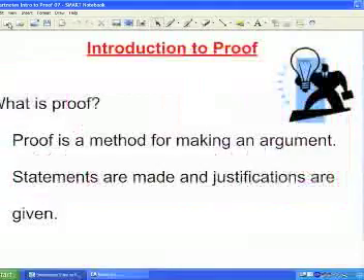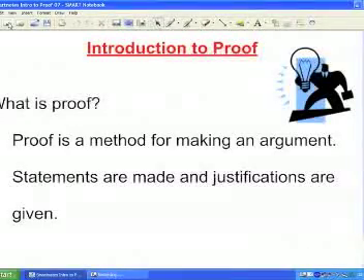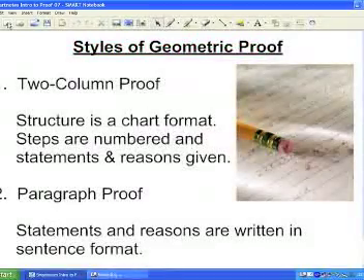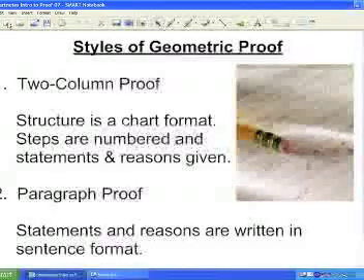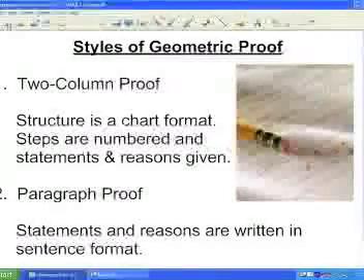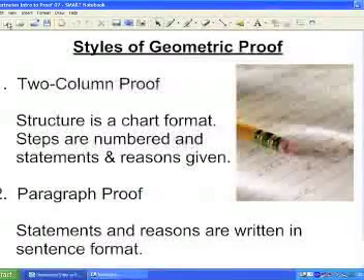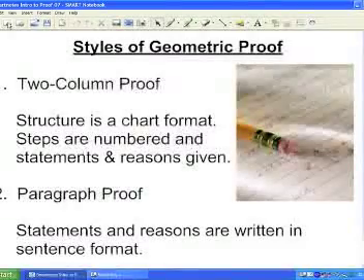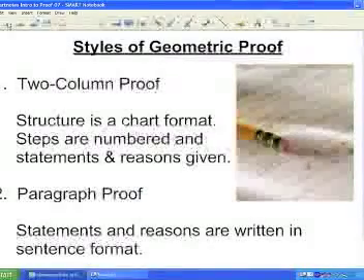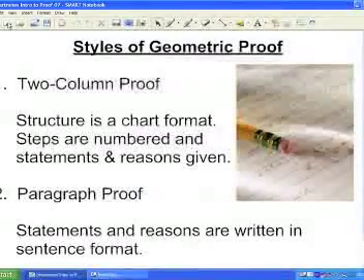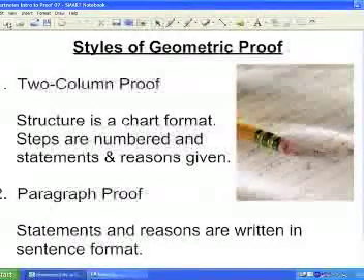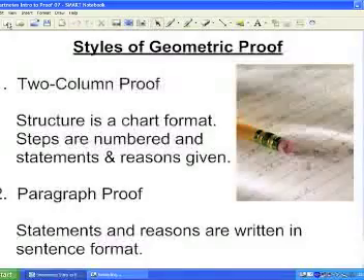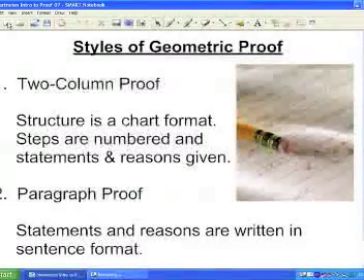We turn to the next slide. Okay, what is proof? It's a method for making an argument. Statements are made and justifications are given. There are two styles of geometric proof. First style is a 2-column format where you've got a column for your statements and then a column for the matching reasons that back them up. The second style, which is the more realistic real-world style, is paragraph proof, where statements and reasons are written in sentence format. We're going to focus on 2-column format simply because starting off it's going to give you a good structure and a good outline for keeping you organized as you start to learn this.